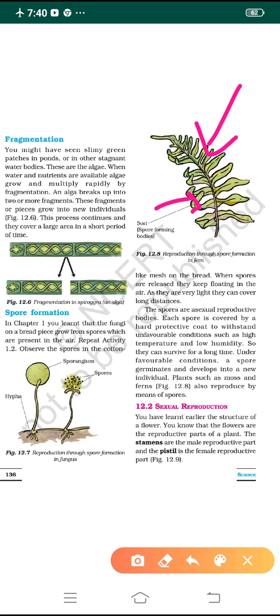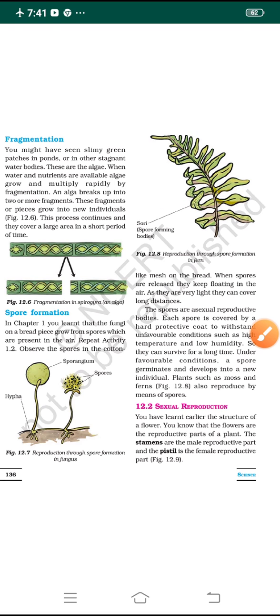Dear students, I hope you have understood this concept of spore formation in this class. In the next class, let me explain sexual reproduction and understand the structure of a flower. As we already studied in the beginning, flowers are the reproductive parts of the plant. The male part of the flower is the stamen, and the female part is called the pistil. We will discuss this in the next class.